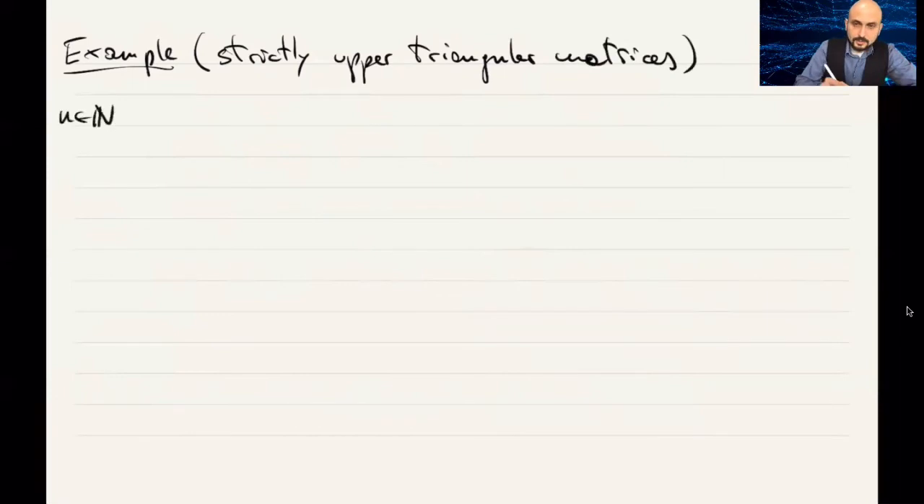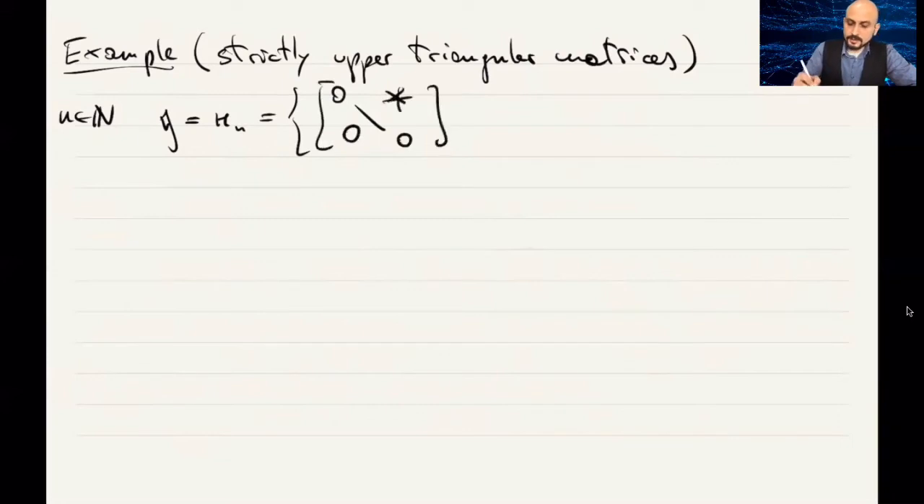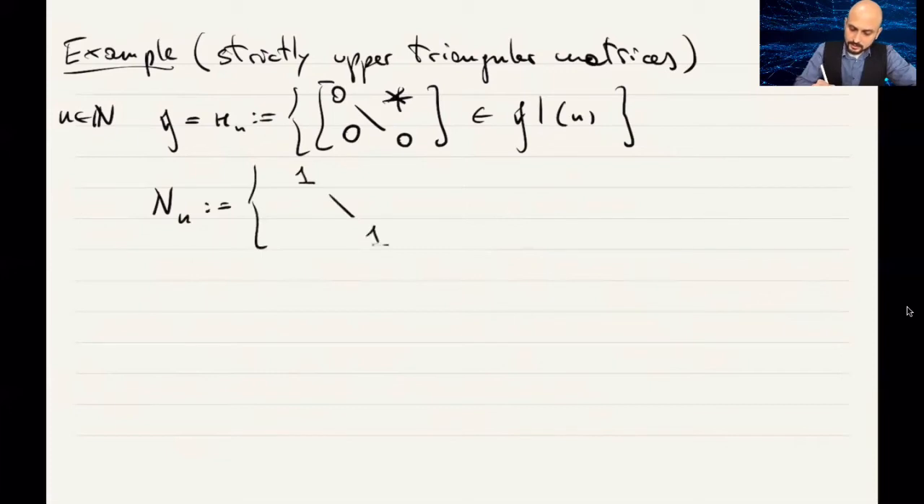Okay, for any natural number N, let's define n_N to be the matrices that have 0 in the diagonal, 0 below the diagonal, and anything above the diagonal. So this is an element in GL_N. The Lie group associated to this Lie algebra is the subgroup of the general linear group GL_N that has 1 in the diagonal, anything above and 0 below.